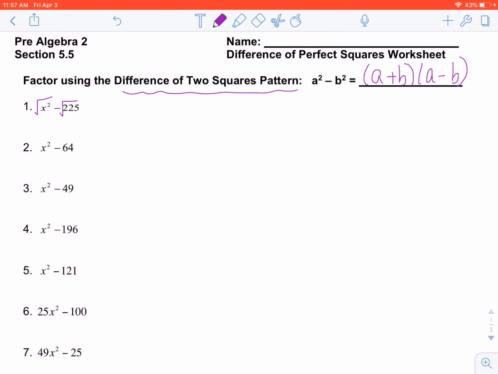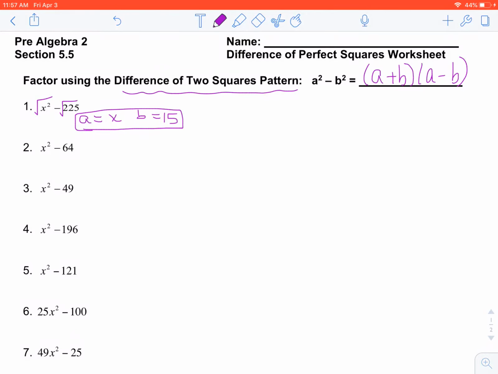So taking the square root of x squared, that's just x. That's my A term. The B term is the square root of 225. You might need to put that in your calculator so you can think of what is the square root of 225. What times what makes 225? And that's 15. I want to see this step right here as your work.